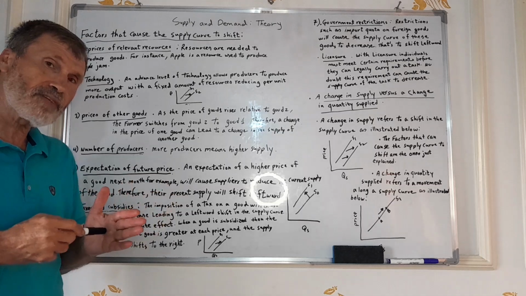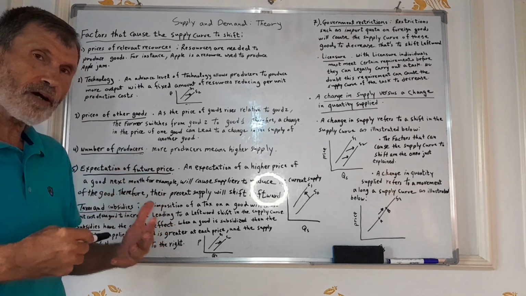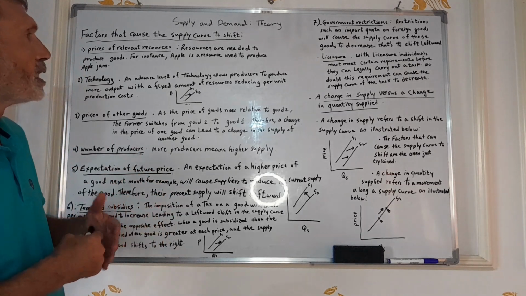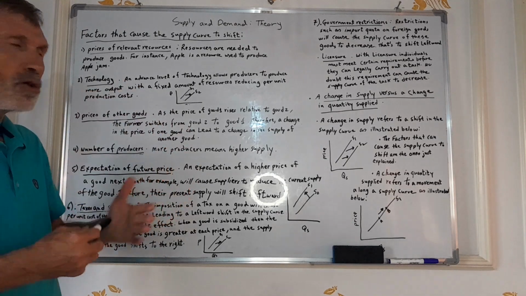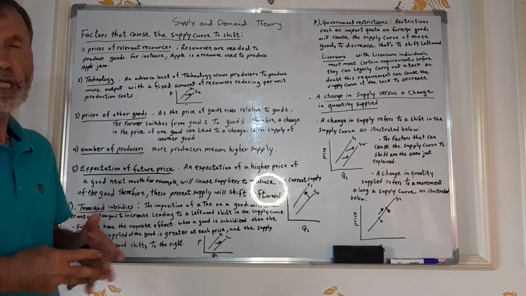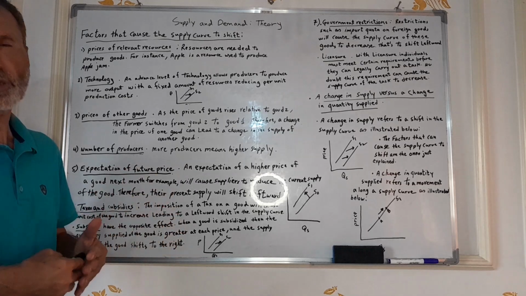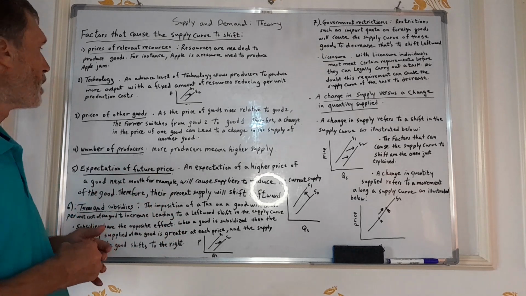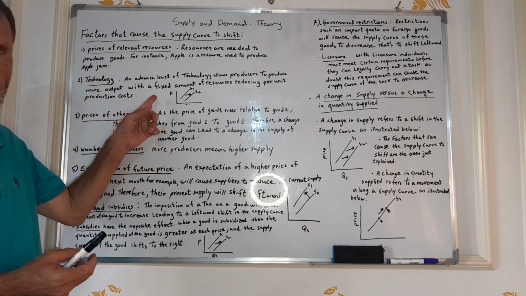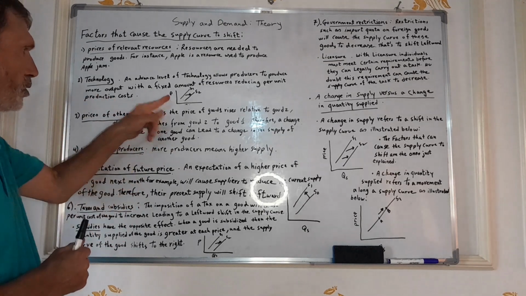So an advanced level of technology will allow the firm to produce more output with a fixed amount of resources, which means reducing the per unit cost of production. And that will cause the supply curve to shift to the right, as you can see over here.